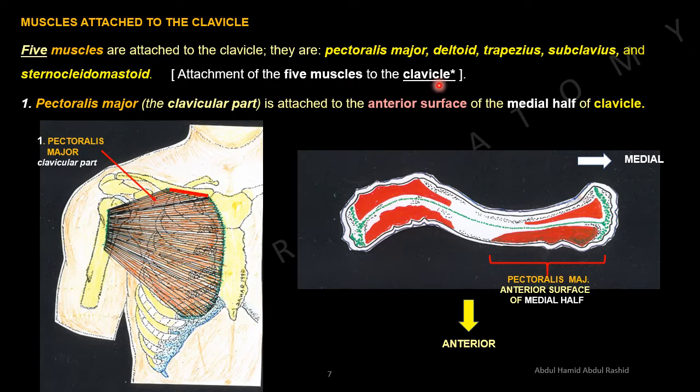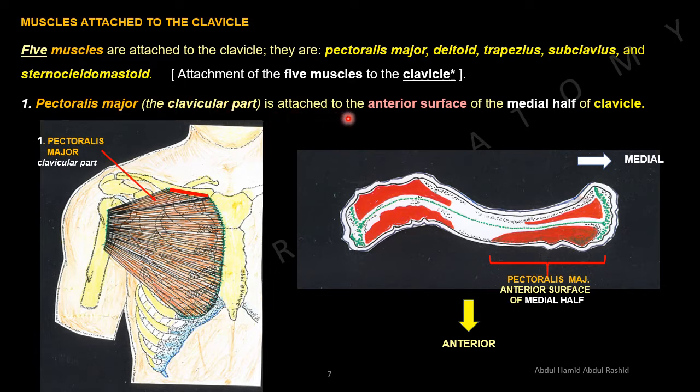The first muscle is the pectoralis major. Pectoralis major has two parts. One part is attached to the clavicle, called the clavicular part. Another part is attached to the sternum and the ribs, called the sternocostal part. Our topic is the part attached to the clavicle only, the clavicular part of the pectoralis major.